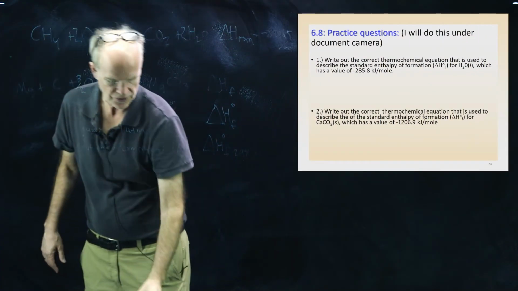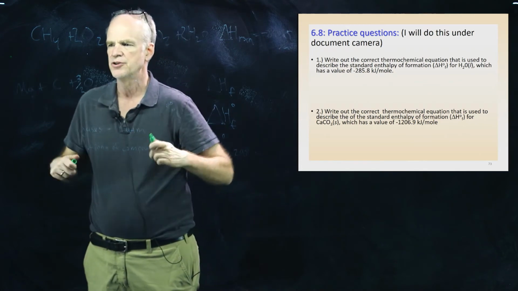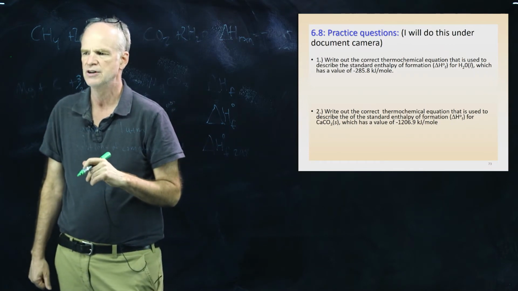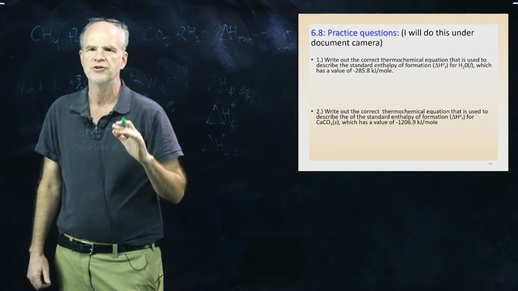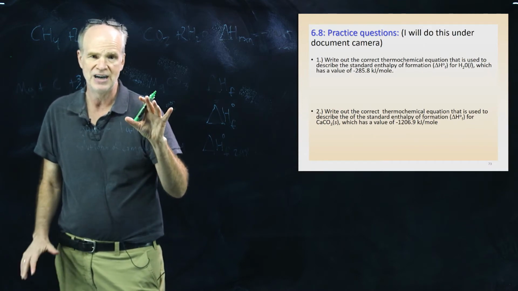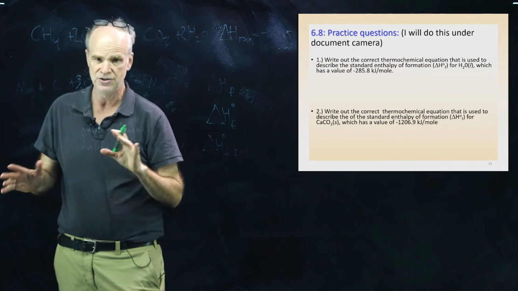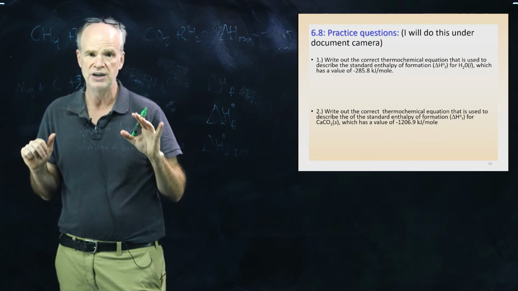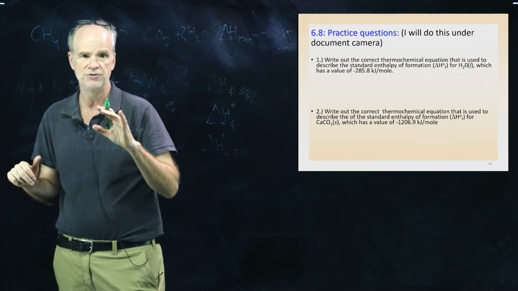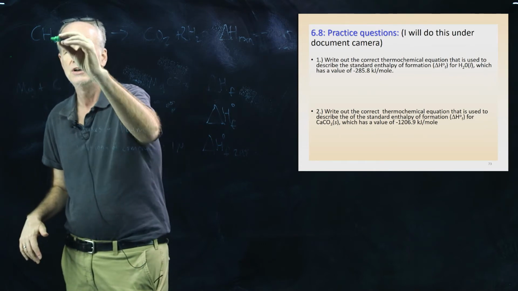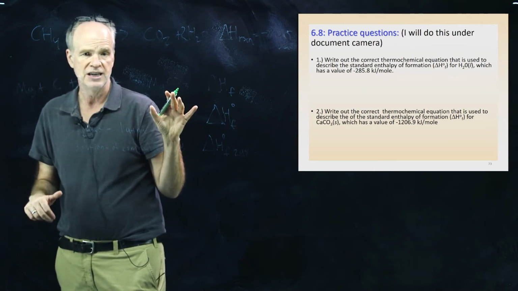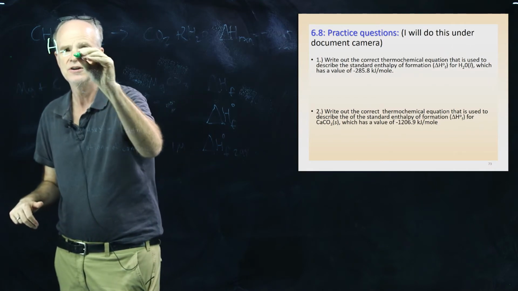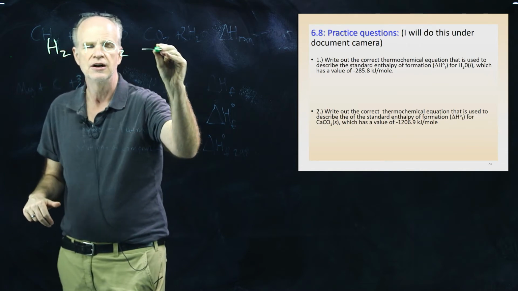Okay, so the first thing we want to do is write out the correct thermochemical equation that is used to describe the standard enthalpy of formation for water, which has a value of negative 285.8. The first equation I'm going to write on the board is not correct. I'm just writing it to be used as a comparison. I'm going to prepare a balanced equation for the formation of water from its elements, and you probably can do this as well based on what you know. Water is formed from its elements oxygen and hydrogen, so we have hydrogen plus oxygen gives you water.